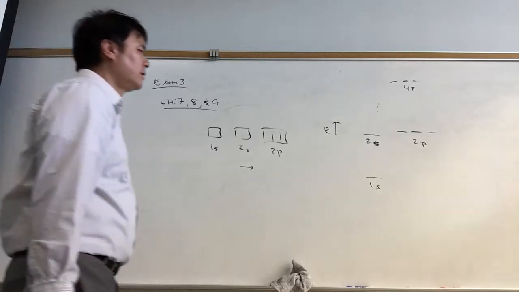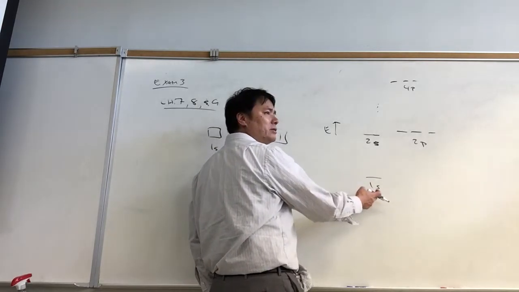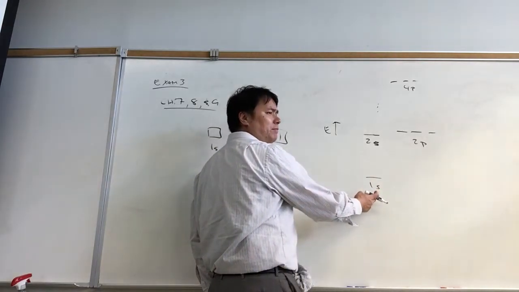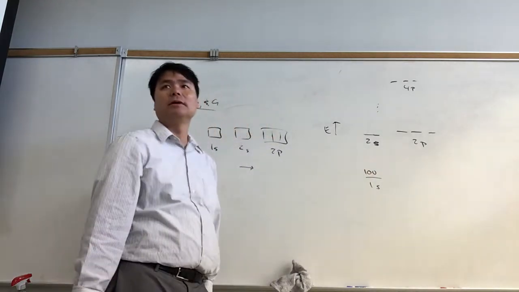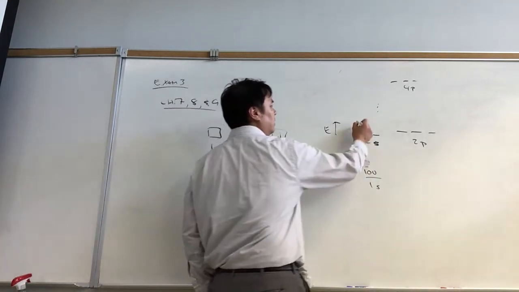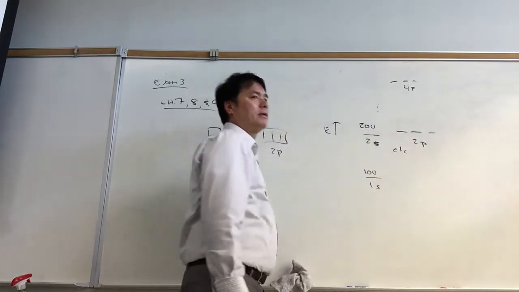Also, you're going to have to be able to label the orbitals. Do you know how to label the orbitals? Well, this is one way. There's another way to label the orbitals. What is that? With quantum numbers. So this would be the 100 orbital, right? The 200, etc. And so be able to label those.